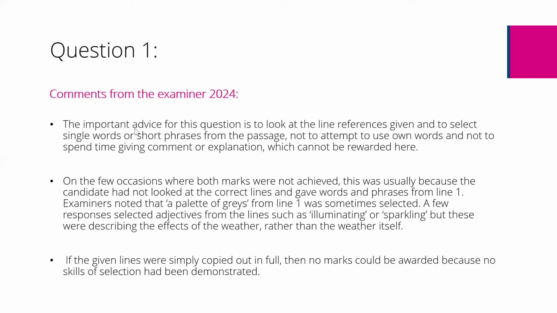On a few occasions where both marks were not achieved, this is usually because the candidate had not looked at the correct lines and gave words and phrases from line 1. Examiners noted that a palette of greys from line 1 was sometimes selected. A few responses selected adjectives from the lines, such as illuminating or sparkling, but these were describing the effects of the weather, rather than the weather itself. If the given lines were simply copied out in full, then no marks could be awarded because no skills of selection had been demonstrated. So it's about selecting from the text.